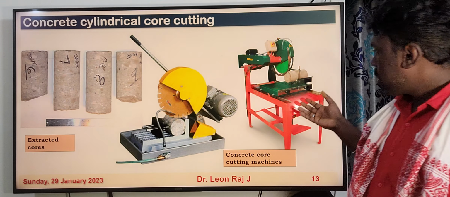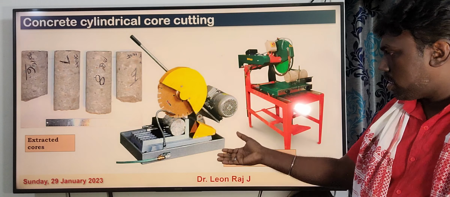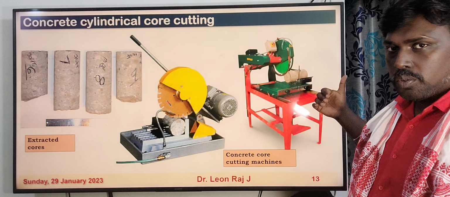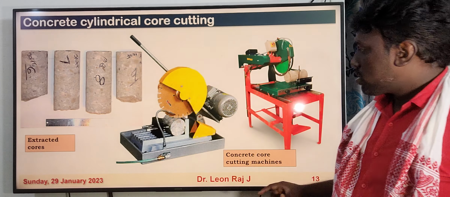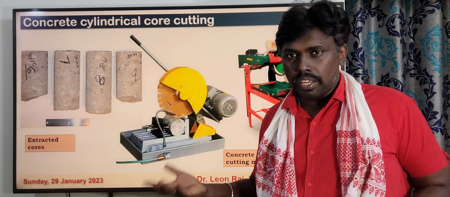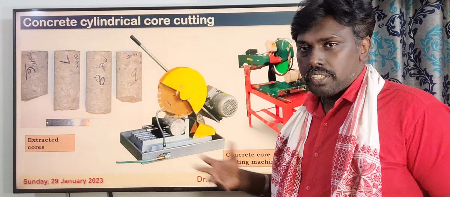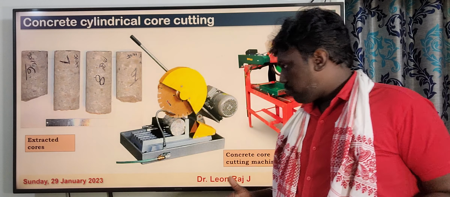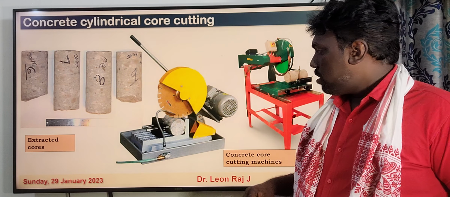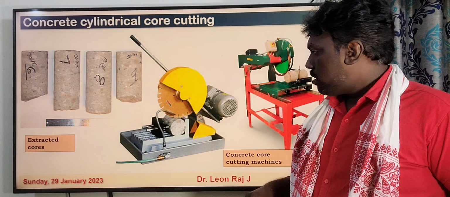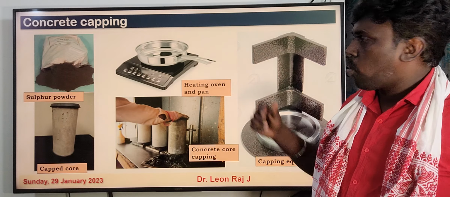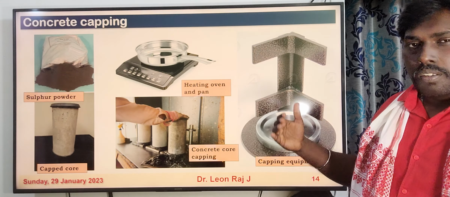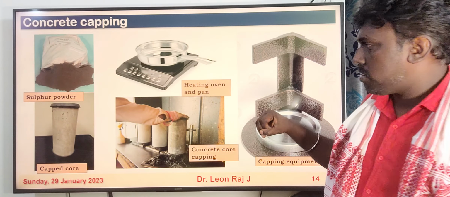So the concrete core cutting machine either looks like this or this. Then we place the sample here, and using the driving unit we cut the concrete cores, and on either face the surface unevenness shall be minimized to the acceptable level. Then concrete core capping is used to level the concrete cores for testing.